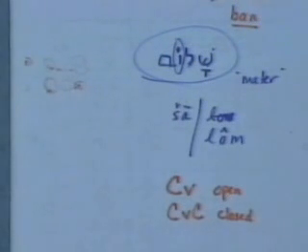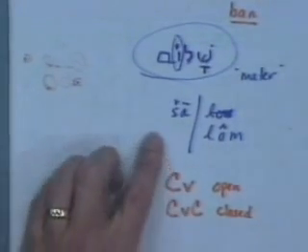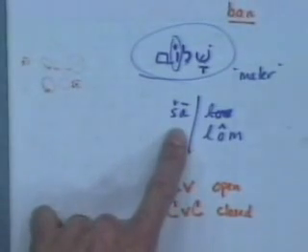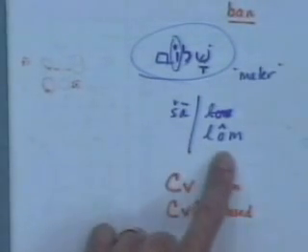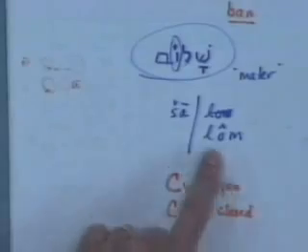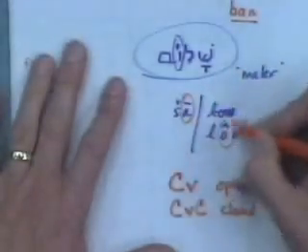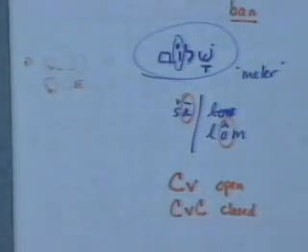So the number of syllables in a word should be equal to the number of vowels in the word. Back to shalom. The first syllable, open or closed? Open. Second syllable, open or closed? Closed. All right? So you can have more than one consonant per syllable, but you can only have one vowel per syllable.